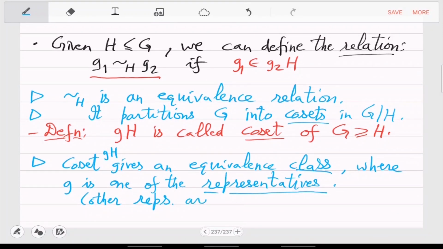So other representatives are g times h. Every element in the coset is a representative of the same equivalence class. This makes sense because gH is the same as ghH. Whether you take small g as the representative or g times small h as a representative, they give you the same class, same coset. Is that clear?